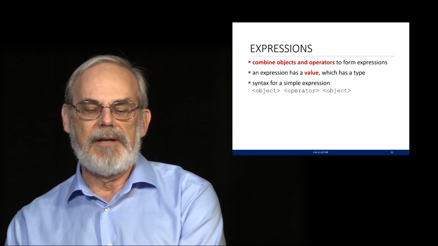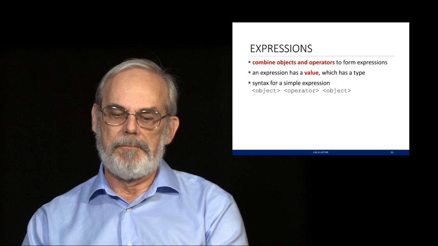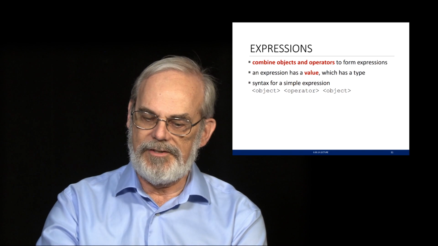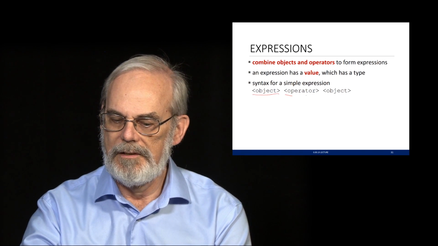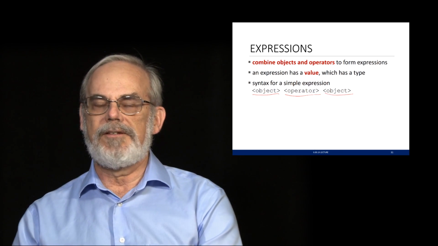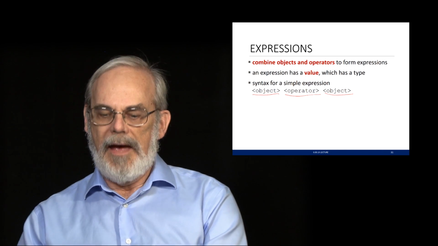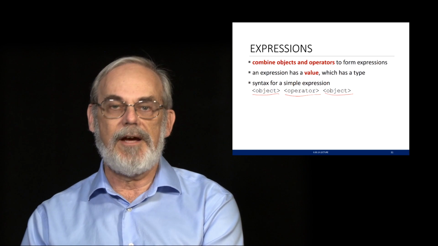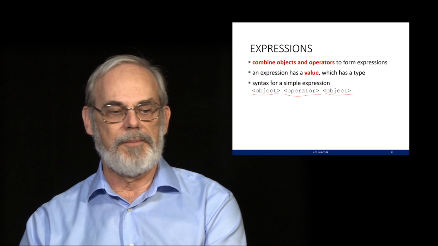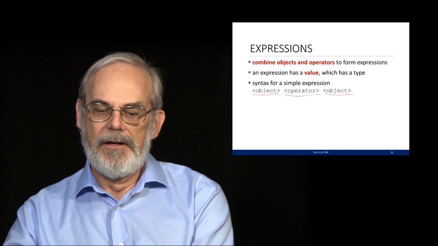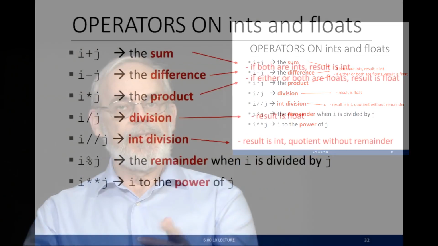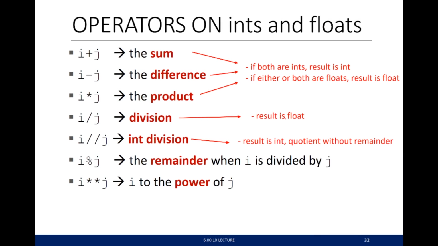I've already hinted at this, but now we can start putting things together. To combine objects and operators into expressions, we use a standard form. And the syntax is simply an object, an operator, and another object. Any expression like this that is syntactically valid has a value, which is itself a type. So we talk about the types of scalar objects. We talk about the types of more complicated expressions. What would those expressions look like? Well, here's the first set of them. There's a lot on this slide, but you're going to get used to them, and most of them make sense.